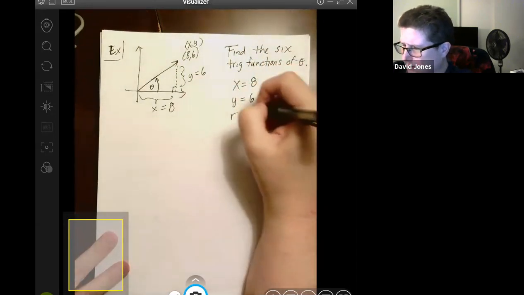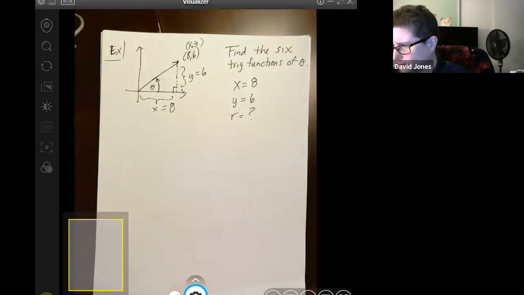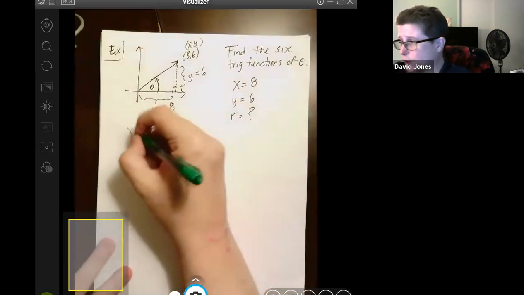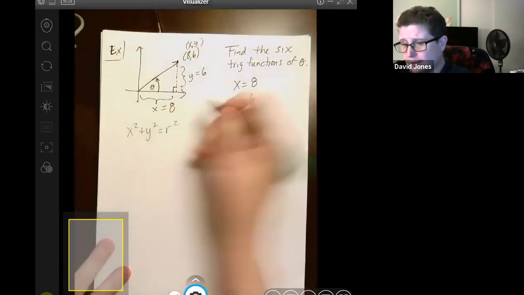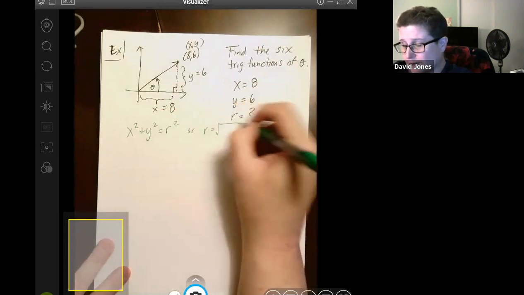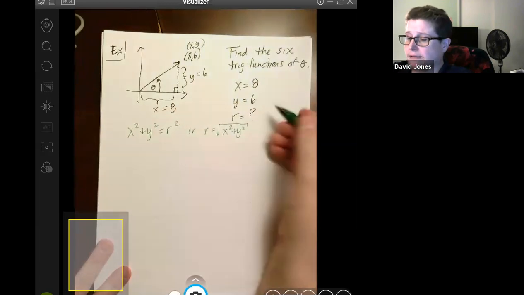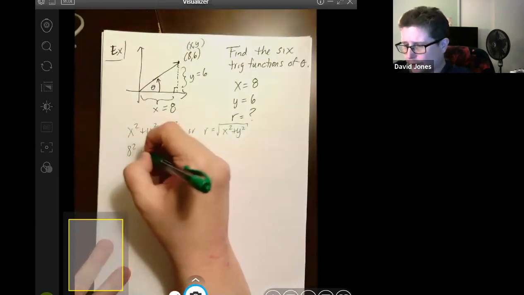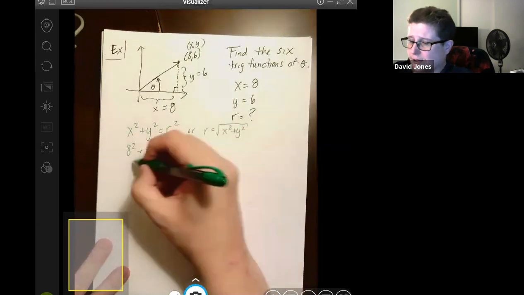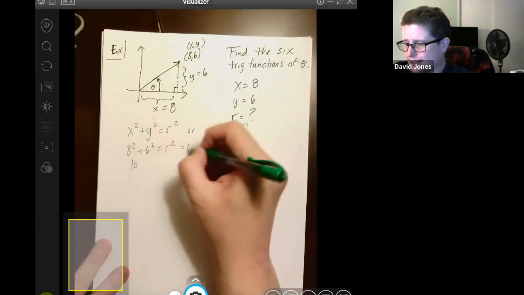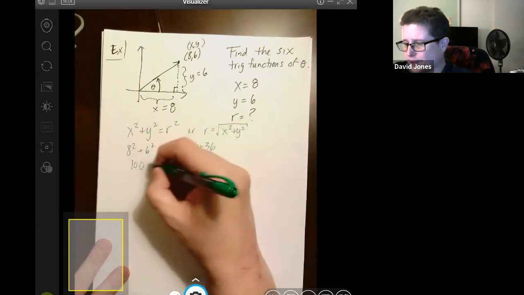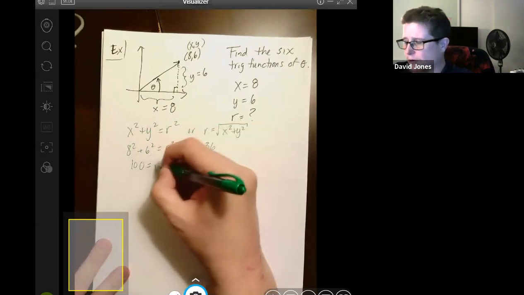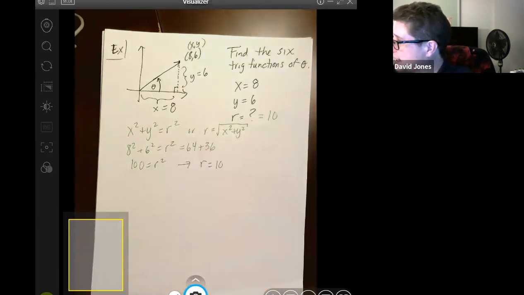What about r? X squared plus y squared equals r squared, or you do r as the square root of x squared plus y squared. 8 squared plus 6 squared equals r squared. That's 64 plus 36. Adds up to 100. The square root of 100 is 10. So r equals 10. And now we can find our 6 trig functions.